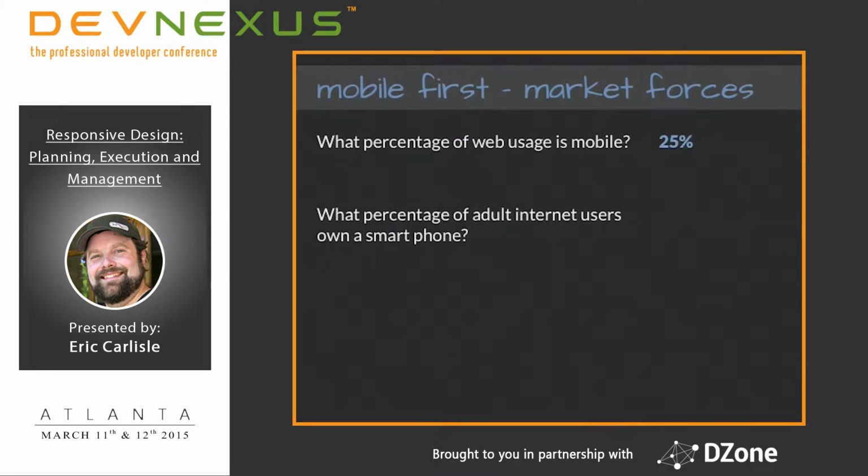So what percentage of adult users own a cell phone? Give me guesses. 90, 95. Did I hear 80? In 2014, you said 80, you nailed it. I heard someone say 80. So, wow. The time of the dumb phone, of the feature phone, is totally gone. We're all either on our Galaxies or our iPhones or whatnot.